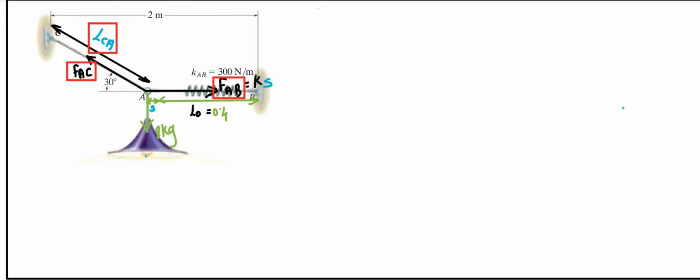Similarly, I would like to show here that we have a spring equation also. Here there are lots of unknowns to be solved. The magnitude of FAC is to be solved. Similarly, the magnitude of FAB is to be solved, and you can also see there is a spring. What is the stretch of the spring? The S value we have to solve for, and also the length LCA we have to solve for.